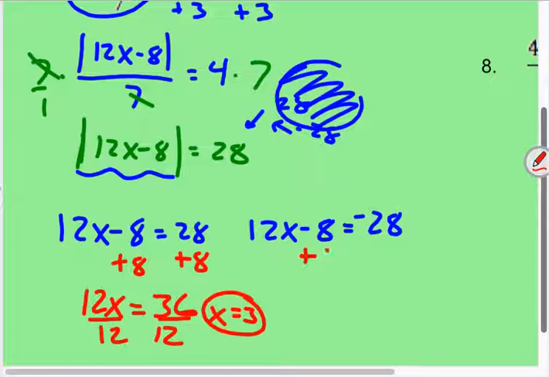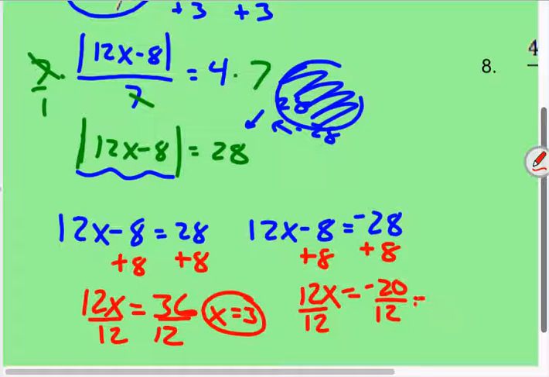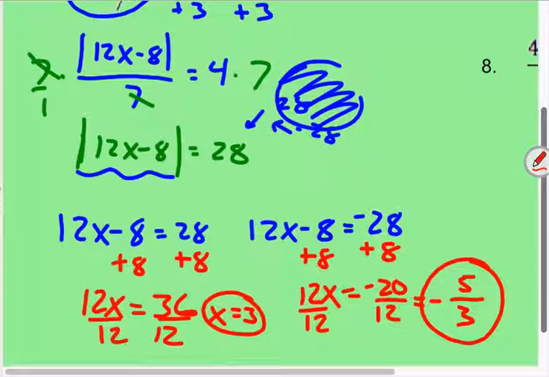Here, adding 8 to both sides, I get 12x equals, what do we got, negative 20. Okay, it's not going to be a whole number, that's fine. Negative 20 over 12, if you reduce this, I'm just going to say negative, dividing both by 4, I'd get 5/3. And that answer is fine. You could write it as negative 1 2/3 or negative 1.6 repeating. That would be fine. Okay? So that one's a little bit more complex.